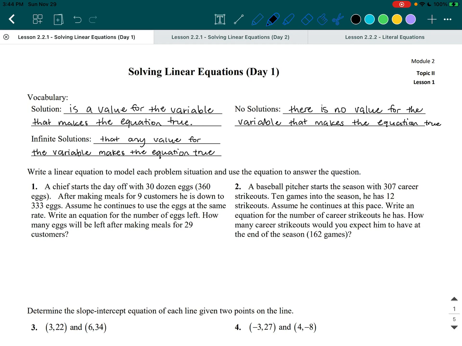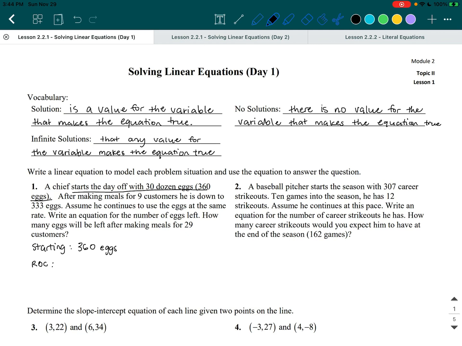So the pieces of information I want you to pick out from this is the starting value. What does he start off with? He starts the day off with 30 dozen eggs, which is 360 eggs. And then we also want you to look for the rate of change, okay? ROC stands for rate of change. I'm just not going to write the entire words, so if you see ROC, that stands for rate of change.